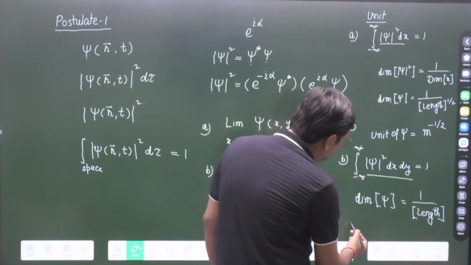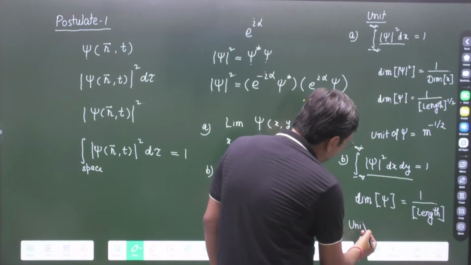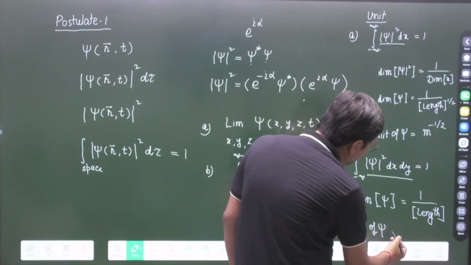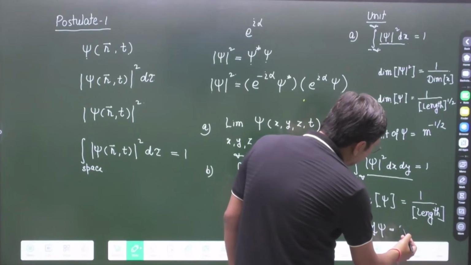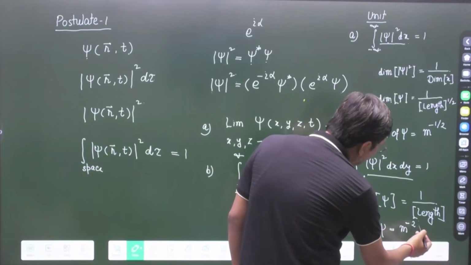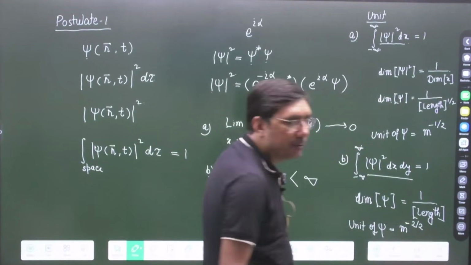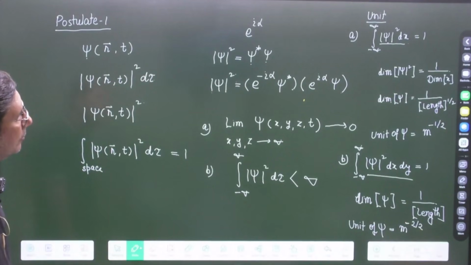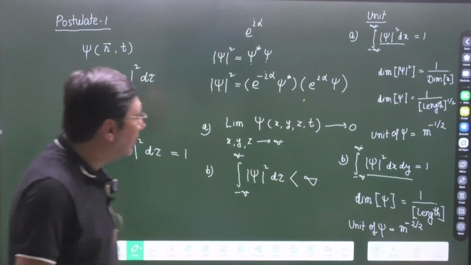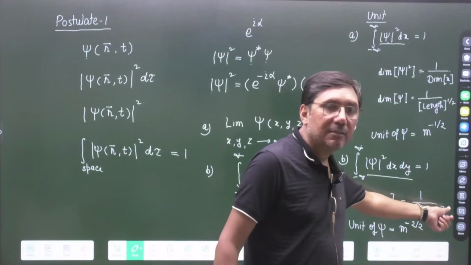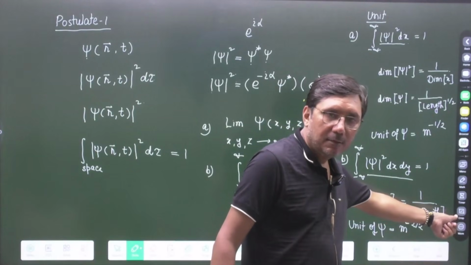The unit of psi in the two-dimensional case will be meter to the power -2/2, or meter to the power -1. Now what will be the unit for the 3D case? You can write it yourself. This will become dx dy dz, so this will be length to the power 3/2.